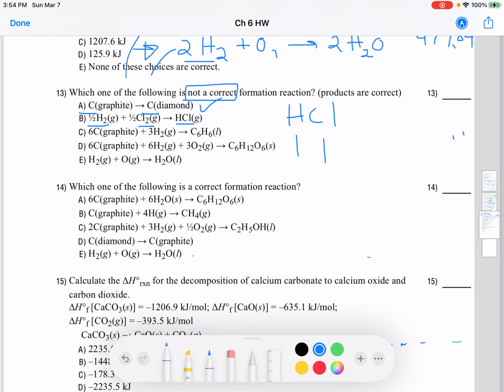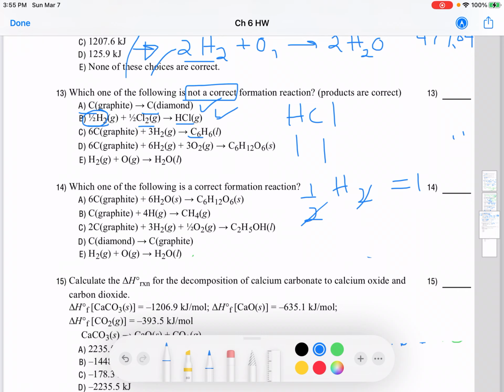So your stoichiometric ratio should be equal. So half hydrogen, H2, means hydrogen represents 1 there. So it has to be half hydrogen. So the second one also the same, and chlorine also the same. The third one, 6 carbon graphite and 3 hydrogen, C6H6. It's an organic compound called benzene.